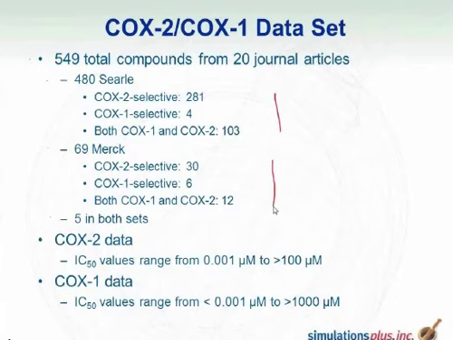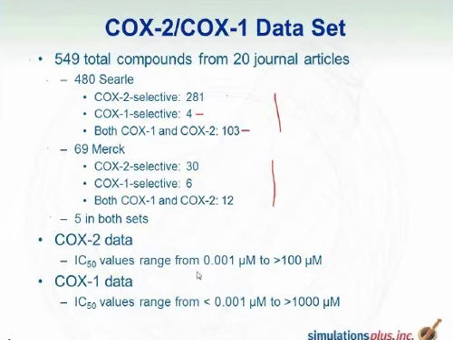I also defined the compounds either as COX-2 or COX-1 inhibitors. The definition here was less than 10 micromolar. So if it was below 10 micromolar in COX-1, or excuse me, in COX-2, but above 10 in COX-1, then it was COX-2 selective. Similarly, if it was less than 10 micromolar in COX-1 and more than 10 micromolar in COX-2, it was COX-1 selective, and then finally if it was active in both, it was neither selective.